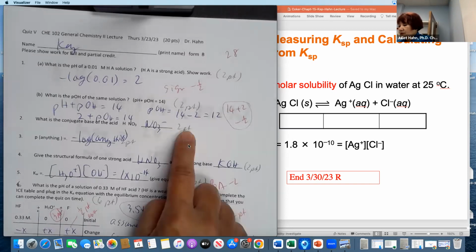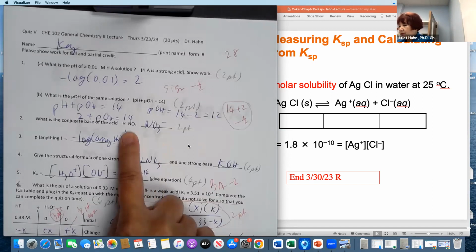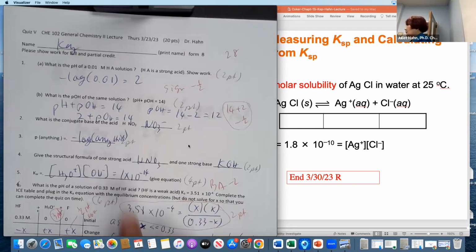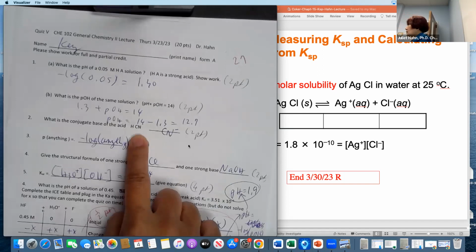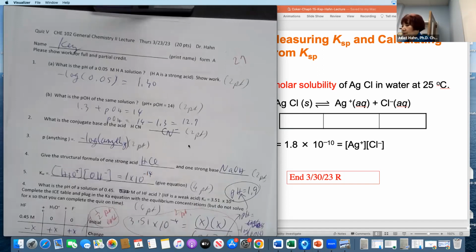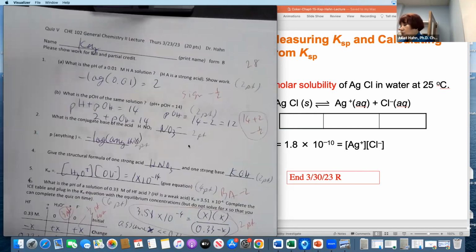What's another thing that everybody should be able to do? What's the conjugate base of the acid? If you have HNO3 or H anything, then you just pull the H off, and that's the conjugate base. In this case, the other version had HCN. If you pull the H off, then what's the conjugate base? CN minus. The pH is negative log of anything. Same question on both: give the structural formula of one strong base and one strong acid.